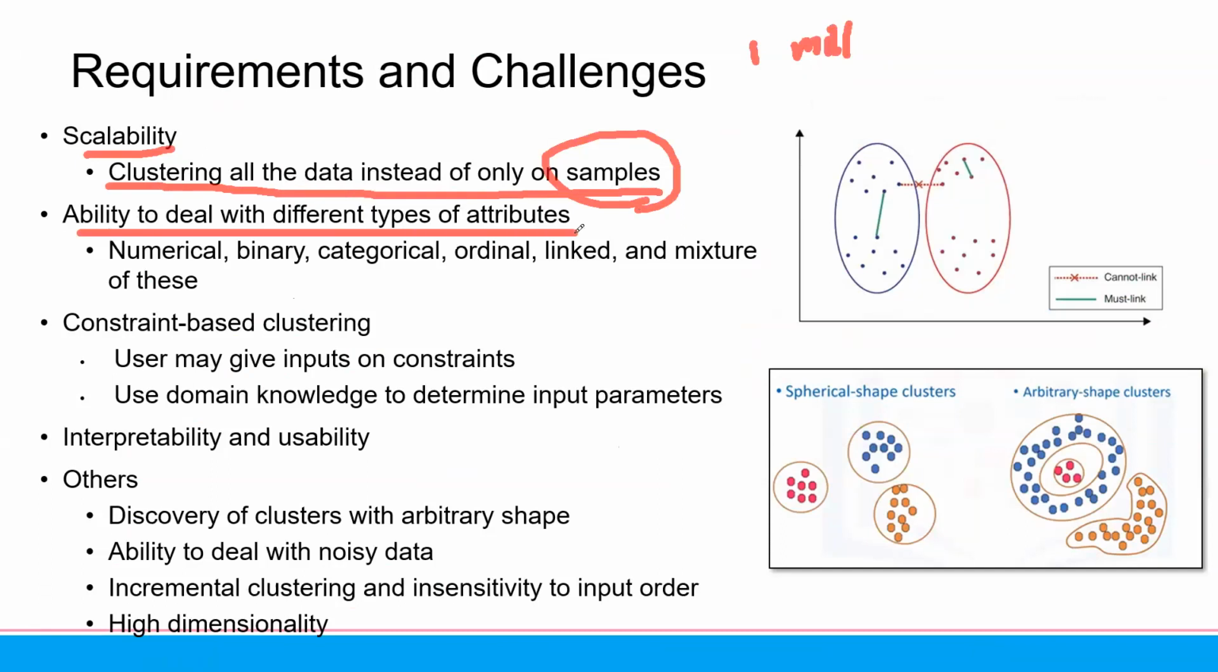Some of the algorithms are applicable only to numerical data. But our data is not only numerical. Your data can be binary, categorical, ordinal, or linked. Linked means, for example, Facebook or Twitter data, where one person can be linked to another person. If your data is a mixture of these, it is difficult to do the clustering.